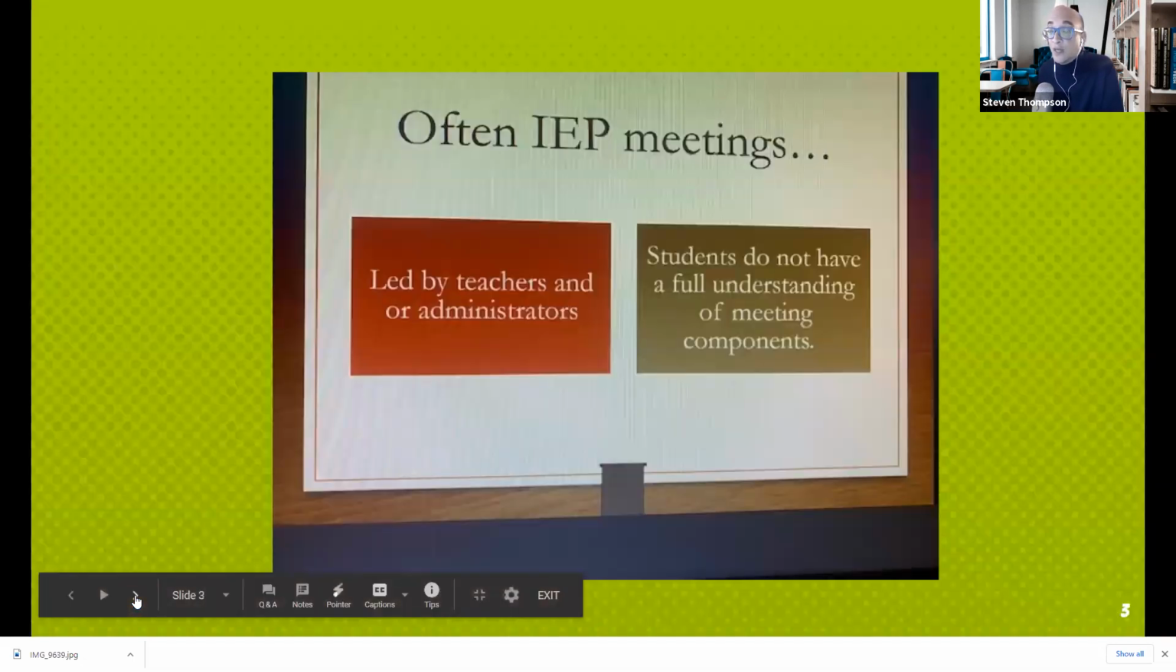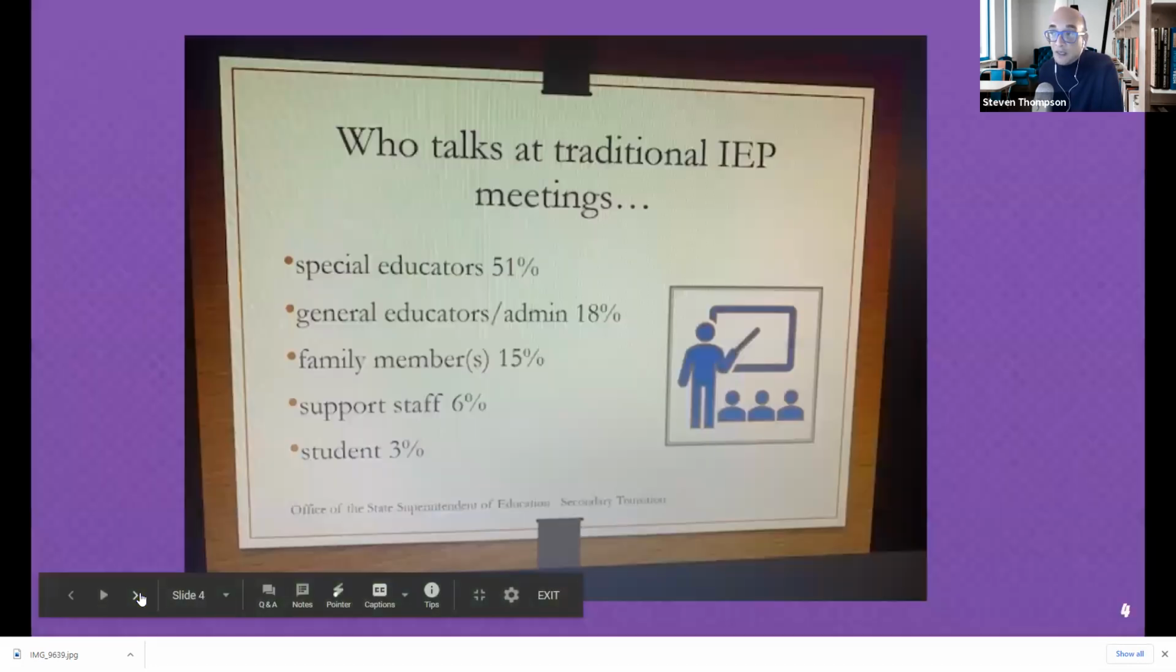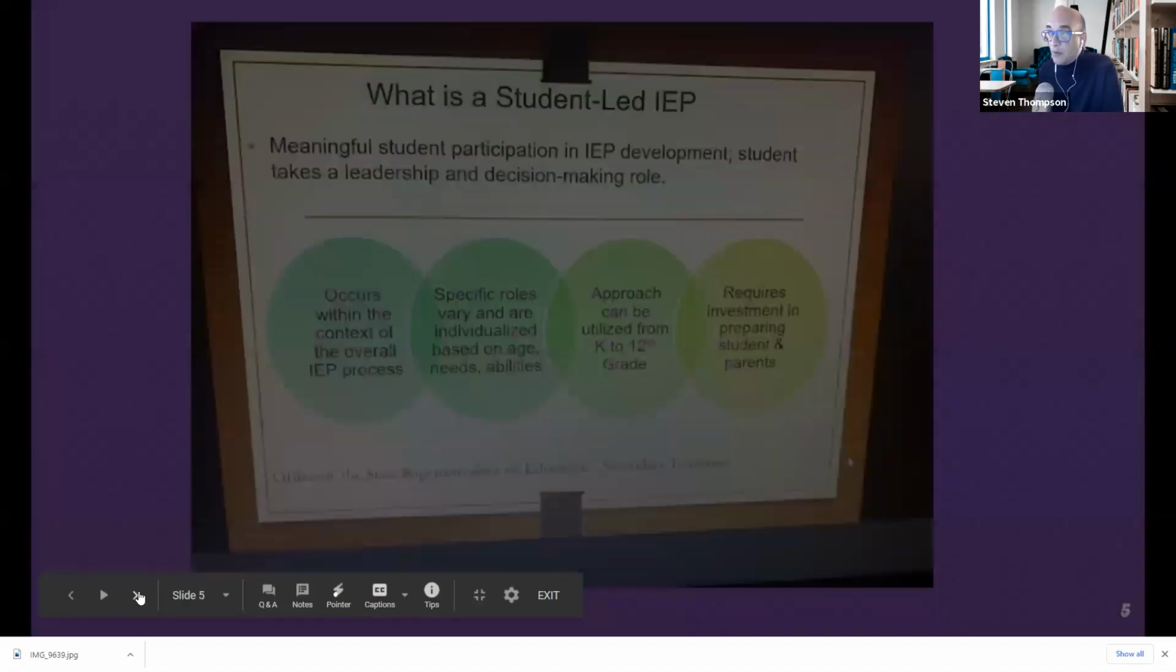So last week I kind of talked about this concept that IEP meetings are usually led by teachers and administrators, and students really don't have a full understanding of the meeting components. Traditionally, here's some statistics. At an IEP meeting, the special educators talk 51% of the time, admin 18%, family members 15%, and then support staff and students down to single digits. And a lot of times in our population, it's really 0% where the students participate at a traditional IEP. But we want to help that out.